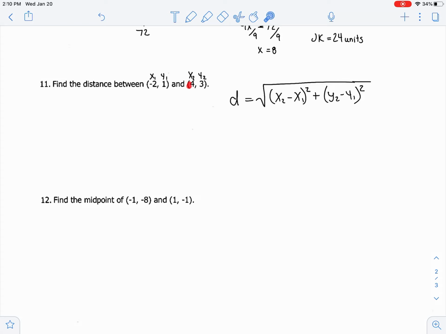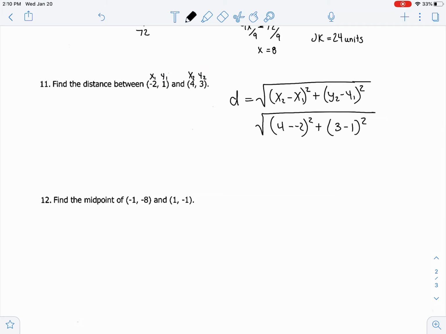Now we simply plug these numbers into the formula. So let's do that now. The square root of x2, what is x2? x2 is 4 minus negative 2. That double minus is going to turn into a positive. We'll handle that in the next step. y2 is 3 minus 1. y2, 3, y1, 1.